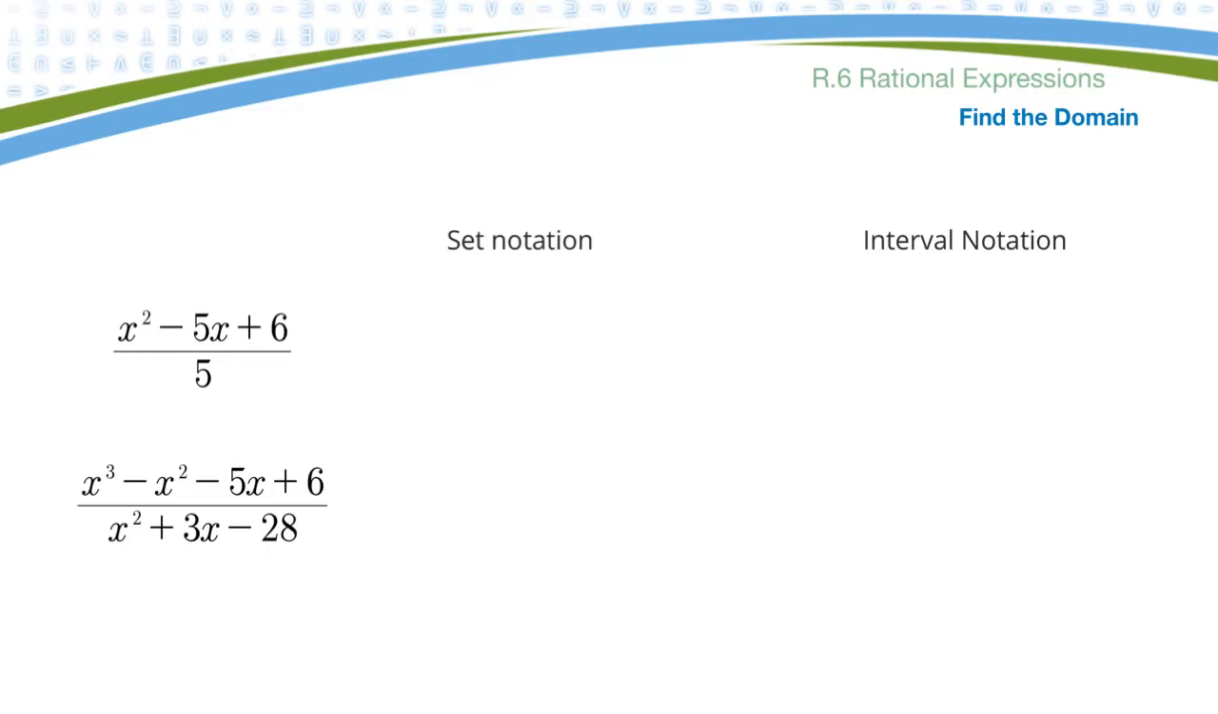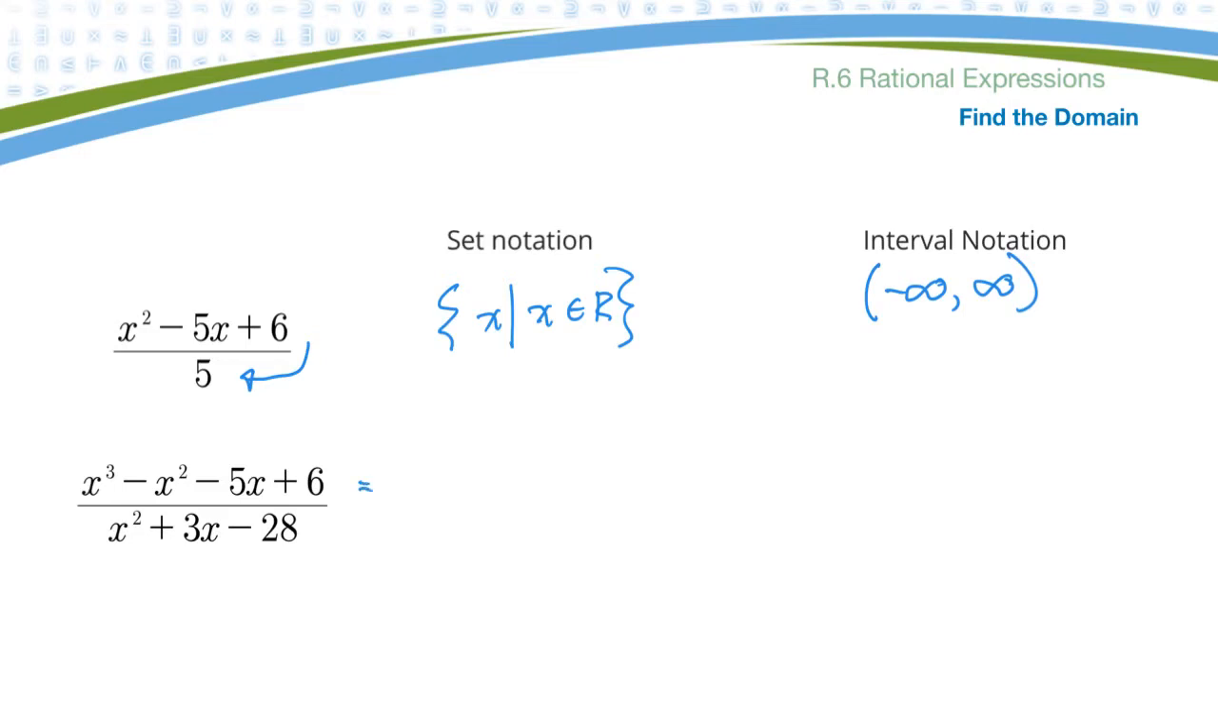Here's a couple of questions where they want us to find the domain, and try them and see how you do. For this first question, there's no x's on the bottom, so you can plug in any number you want for x at all. There's no restrictions. In set notation, you'd say something like this: all your x's, as long as x is an element of the real numbers, life is good. In interval notation, you'd say from negative infinity to positive infinity, plug in anything you want.